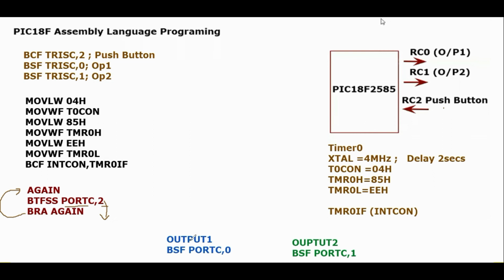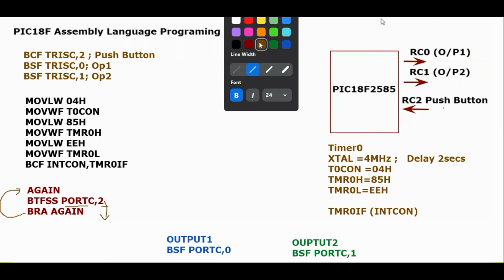But if either of the two conditions fails, that is, the timer has not expired and pin number 2 of port C goes down, that means the push button has been released, so it will receive 0. So that means we need to go to output 2, right? So what I'm going to do is write another piece of code.